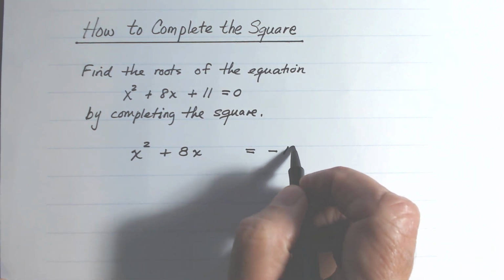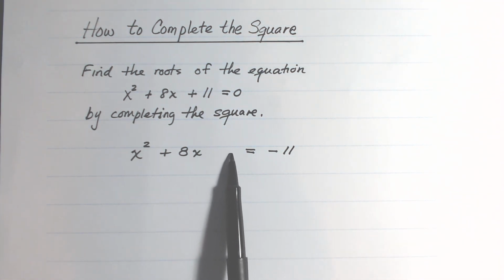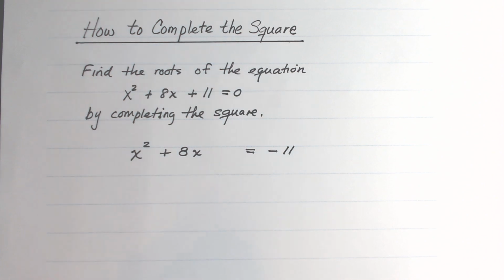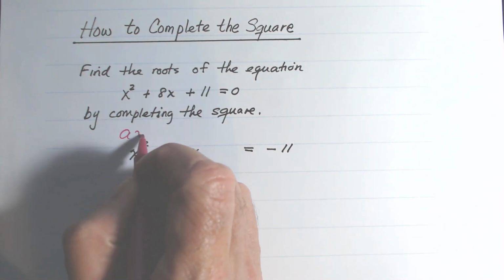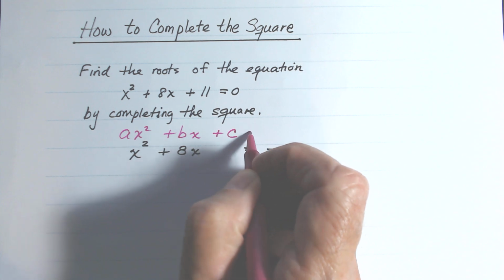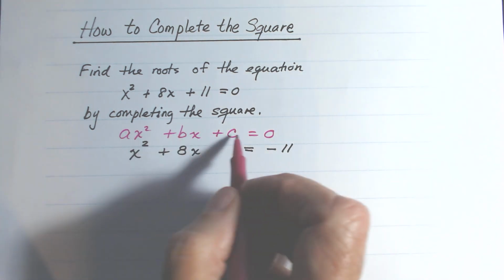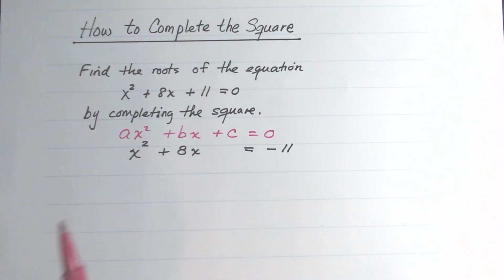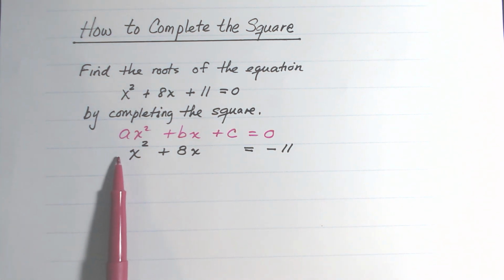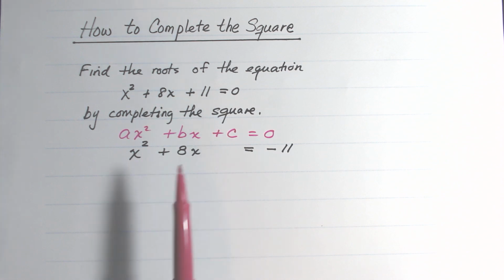Alright, so I get minus 11 on the right side. I have nothing where the c term would go, referring to ax squared plus bx plus c equals 0. So this is called standard form, descending order. Okay, and the a coefficient needs to be 1. There has to be nothing where the c is, and we're ready now to complete the square.